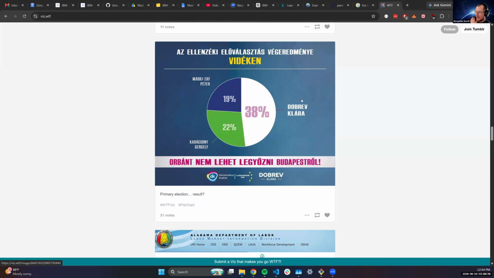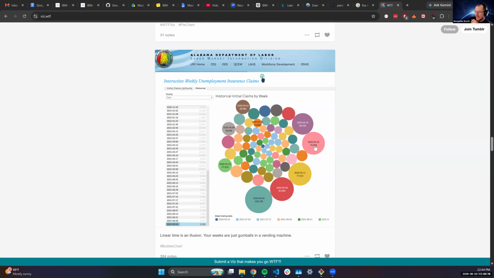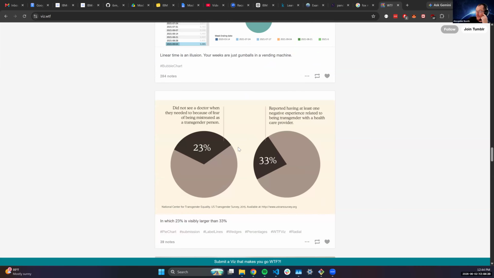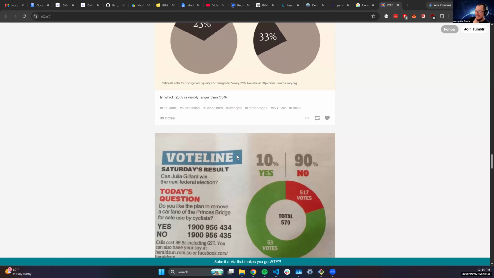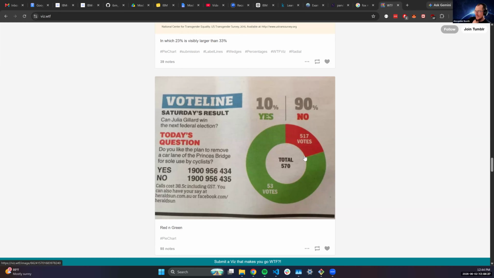More pie charts that don't add up to 100. Again, if you start creeping on this, you're going to see a lot of pie charts that show up as bad visualization. So yeah, when in doubt, don't use a pie chart. At least use a donut chart. There you go. Here's a donut chart.